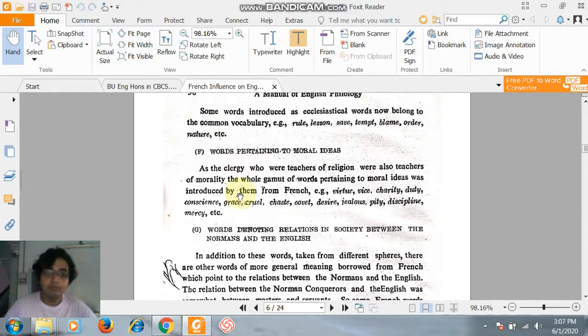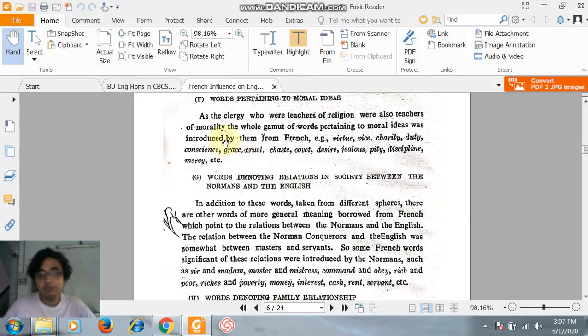Words pertaining to moral ideas. Various words from the realm of morality, because as teachers of religion, the clergy had the task of instructing people with moral lessons. So the clergy, who are teachers of religion, are also teachers of morality. The whole gamut of words pertaining to moral ideas was introduced by them from the French language. For example, words like virtue, vice, conqueror, conquest, charity, beauty, duty, conscience, grace, cruel, chaste, covet, desire, jealous, pity, discipline, mercy. These words have also been borrowed from the French language.